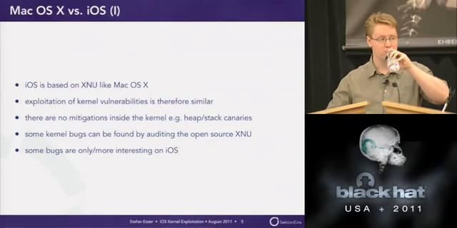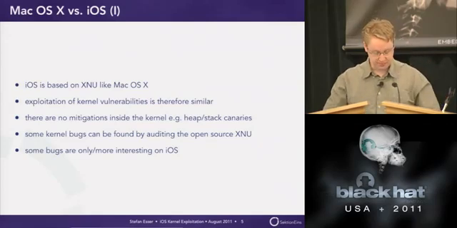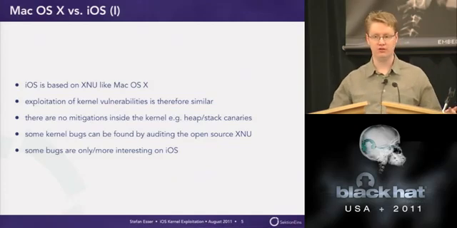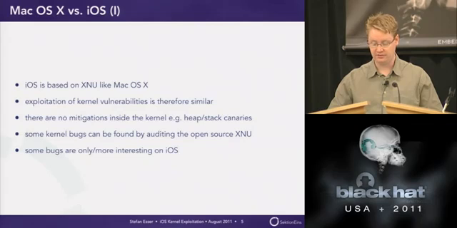This also means that when you're looking for iOS kernel vulnerabilities, you can take the XNU source code from the open source apple.com website and just audit it. You will find some bugs, some vulnerabilities, or not. But you still can find something in there, and once you found it, you can exploit it.